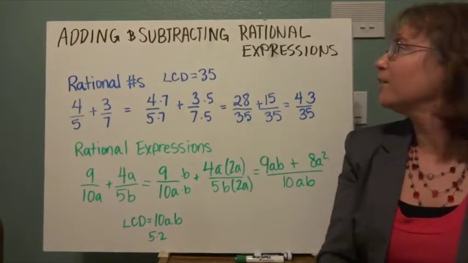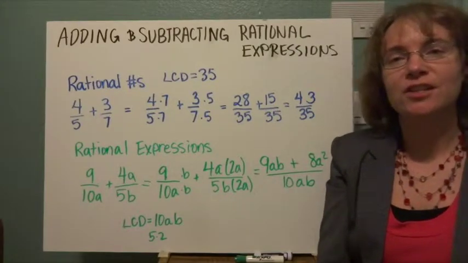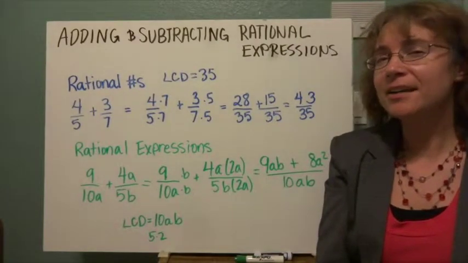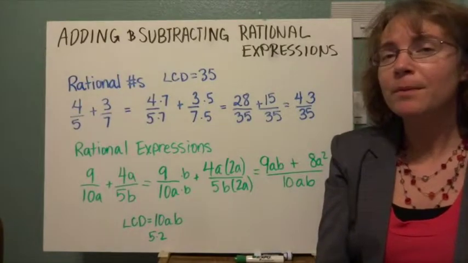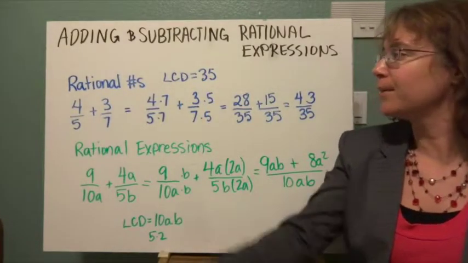Adding and subtracting rational expressions. When you're adding and subtracting rational expressions, you can use what you know about adding and subtracting rational numbers. Remember, a rational number can be written as a over b, where b is not equal to 0.